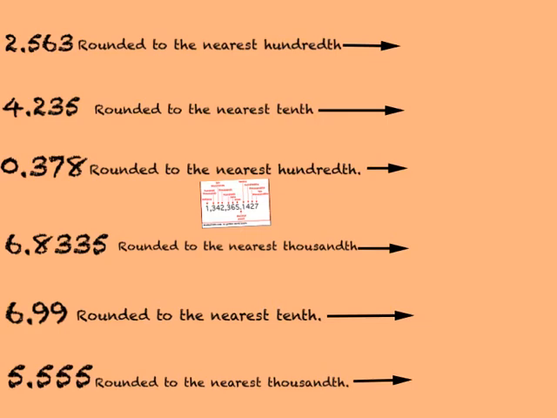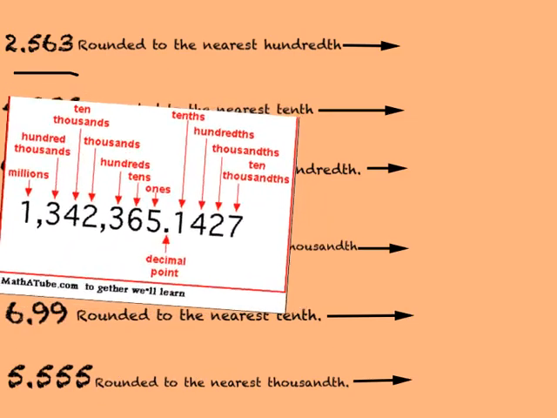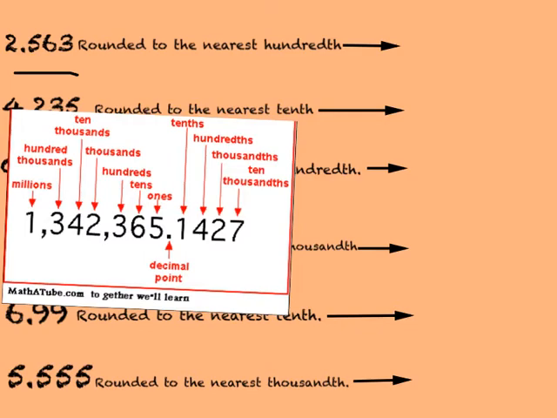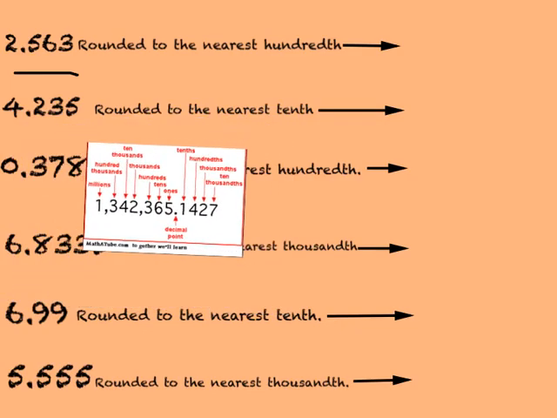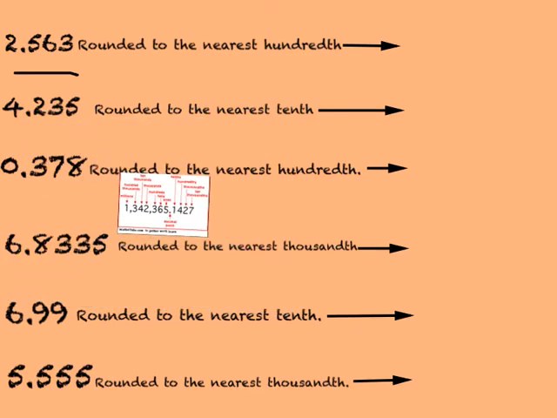All right, our first number says 2.563, and it wants it to be rounded to the nearest hundredth. If I forgot which place the hundredth is in, we can go on here and check. All right, so it goes tenths and then hundredths.